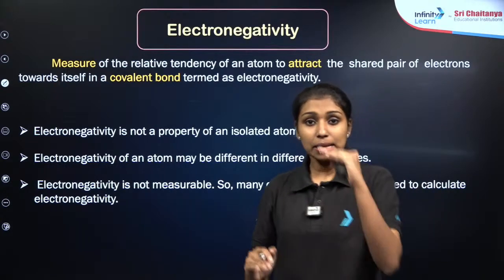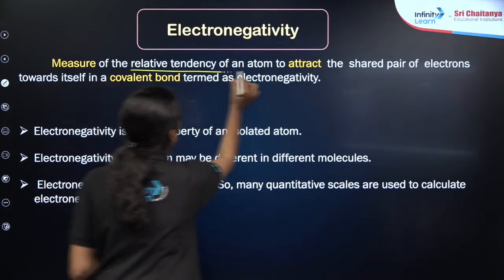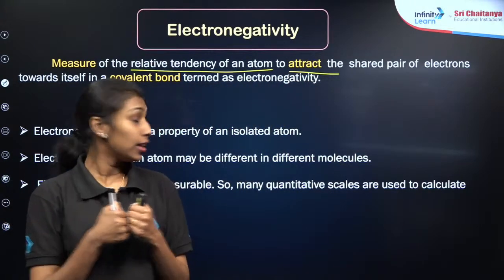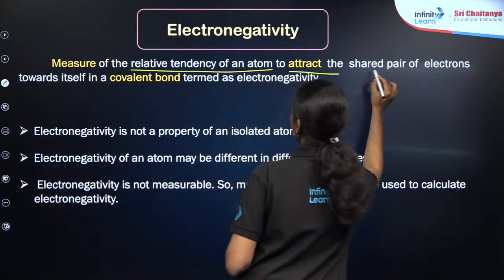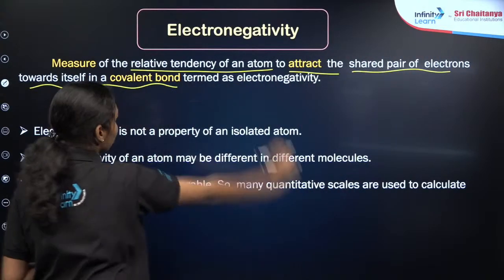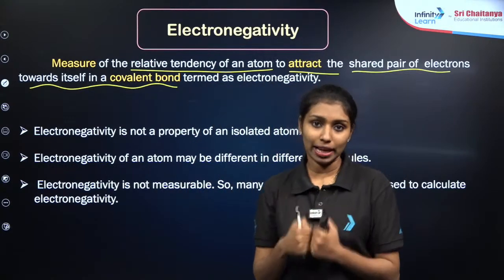We can say that this is a measure of the relative tendency of an atom to attract the shared pair of electrons towards itself in a covalent bond, right? What do you mean by the covalent bond? I think you will be discussing it in detail in your next chapter, chemical bonding.